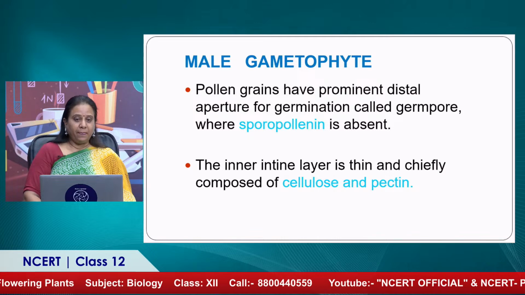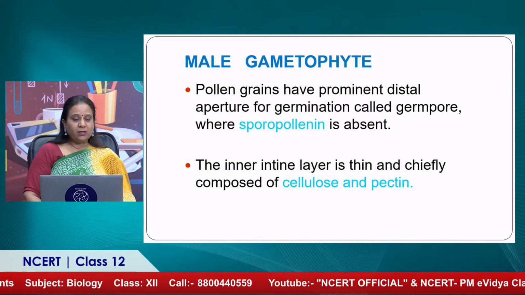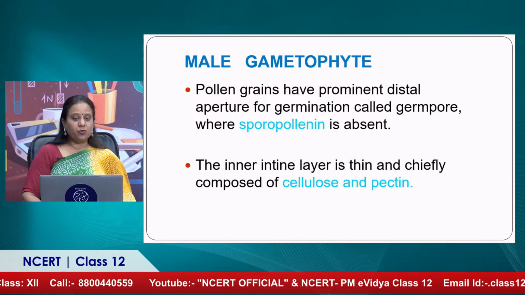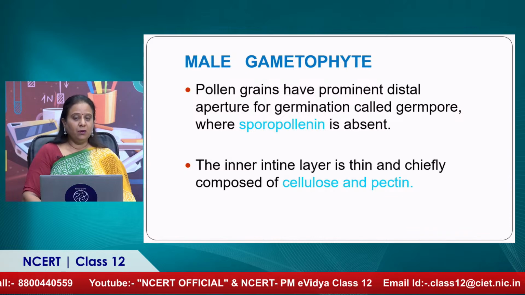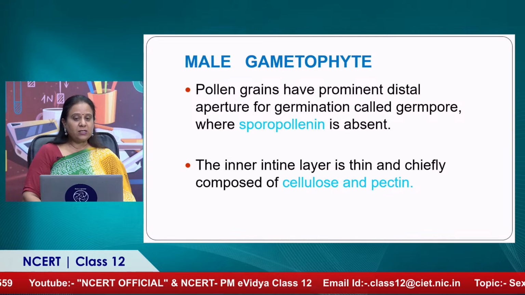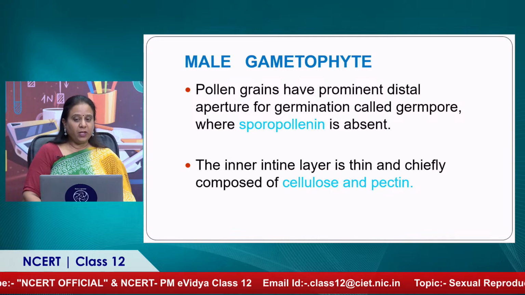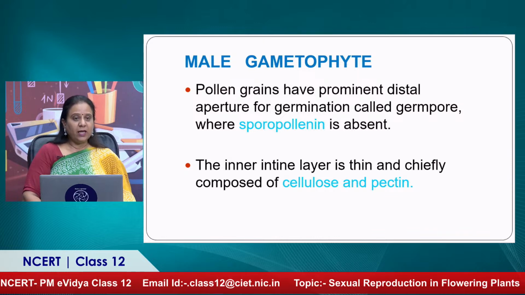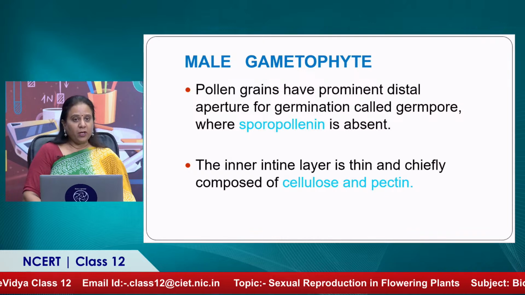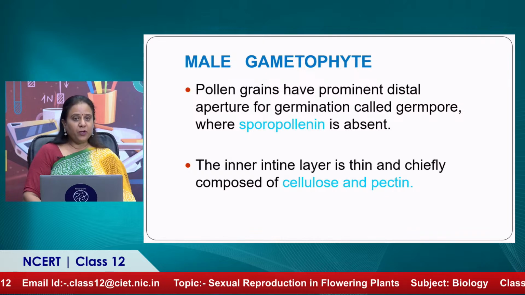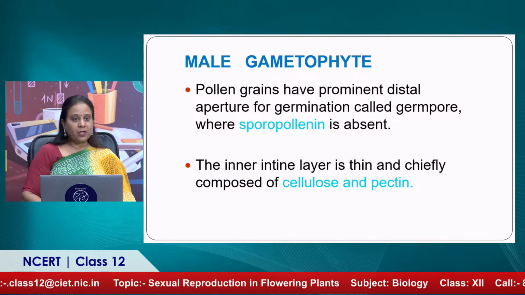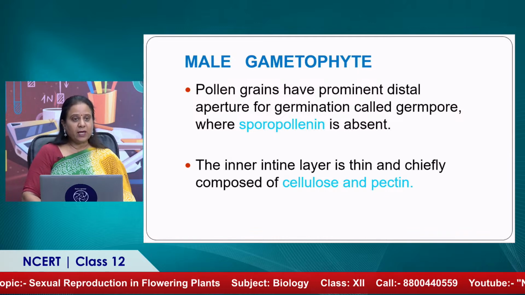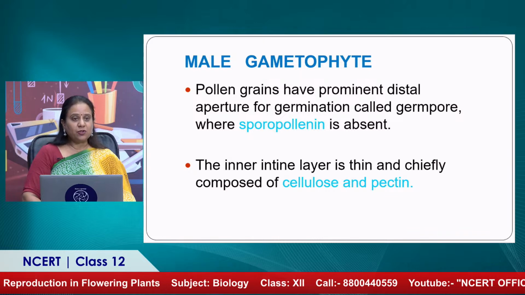Okay. The next slide covers the male gametophyte in detail: the structure of pollen grains, what sporopollenin is, and what germ pores are. Pollen grains have a prominent distal aperture for germination called the germ pore, where sporopollenin is absent. Actually, when we look at a pollen grain, sporopollenin does not appear as a complete layer on the outside. In the exine there are gaps here and there where sporopollenin is absent.